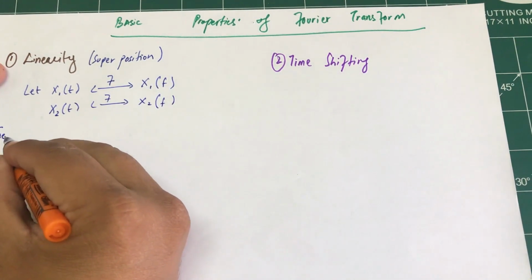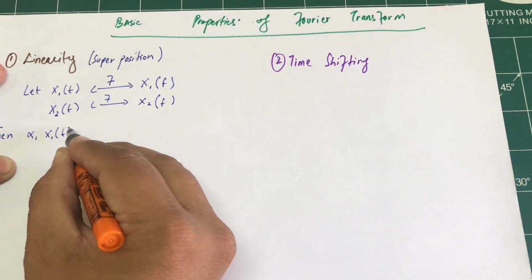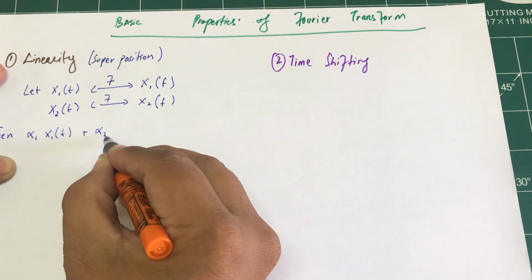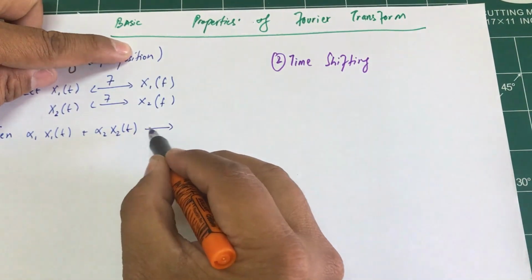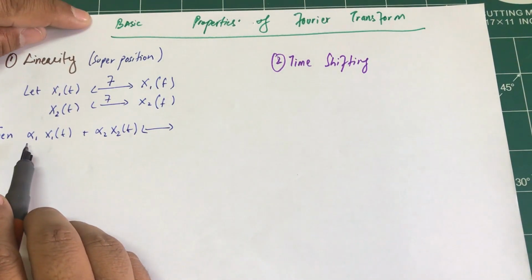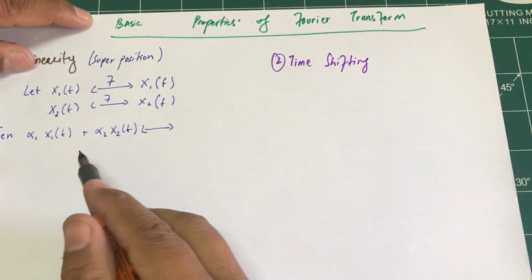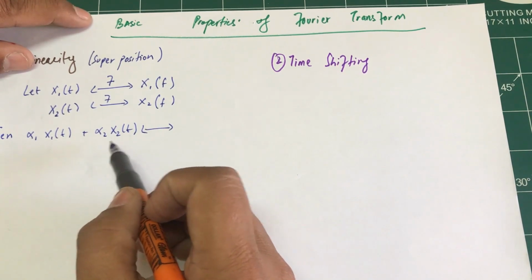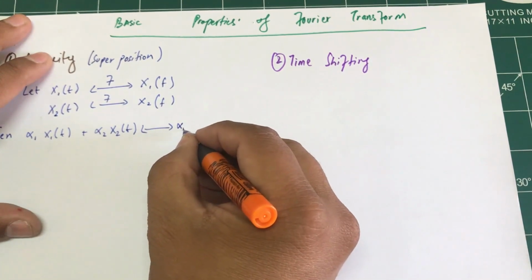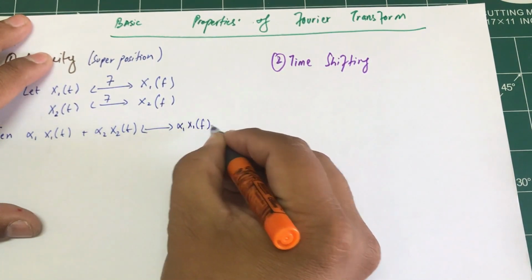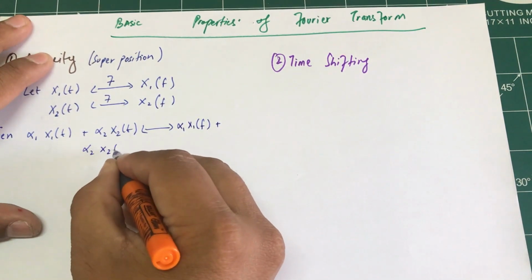Then this property is saying alpha 1 times x1 of t plus alpha 2 x2 of t, where alpha 1 and alpha 2 are just some variables that I'm multiplying, my function 1 plus some variable multiplied by my function 2. That would be just like saying alpha 1 x1 of f plus alpha 2 x2 of f.